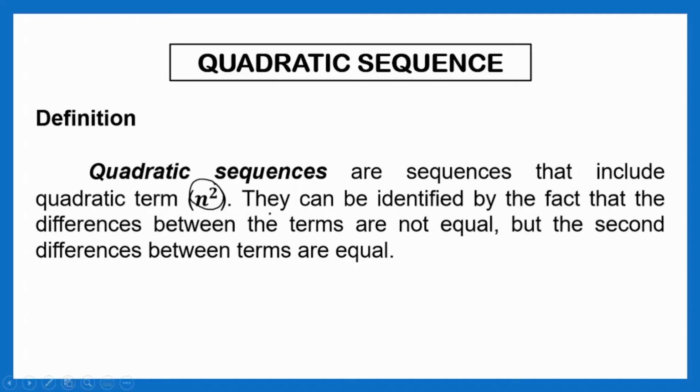Ayan. They can be identified by the fact that the first differences between the terms are not equal. So sa una, kapag kinuha natin yung difference niya, hindi siya pareho. But the second differences, yung pangalawang minus natin, magiging equal na yung sagot natin. Alright? So yun ang description ng quadratic sequence. Ang final answer niya dapat, kapag kinuha ang general form or formula, ay may n squared. Tapos, malalaman mo na ang sequence ay quadratic kapag yung first difference ay hindi pare-pareho, pero sa pangalawang differences, pare-pareho na sila. Alright.